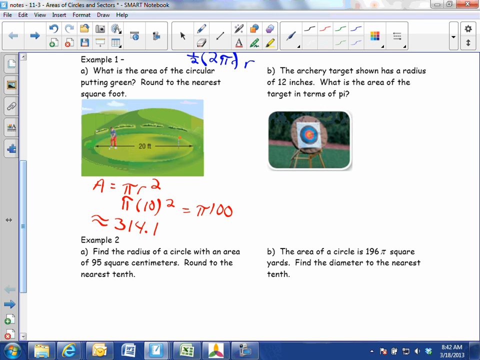We're rounding to the nearest square foot. What are we going to round it to? 314. Feet what? Squared. Square feet, since it's area. Well, that was easy. Yep, these aren't too bad.